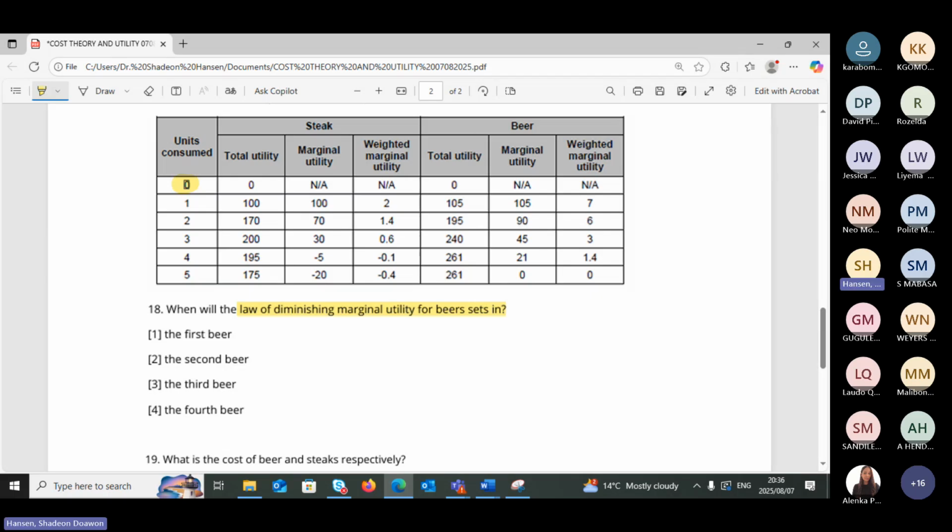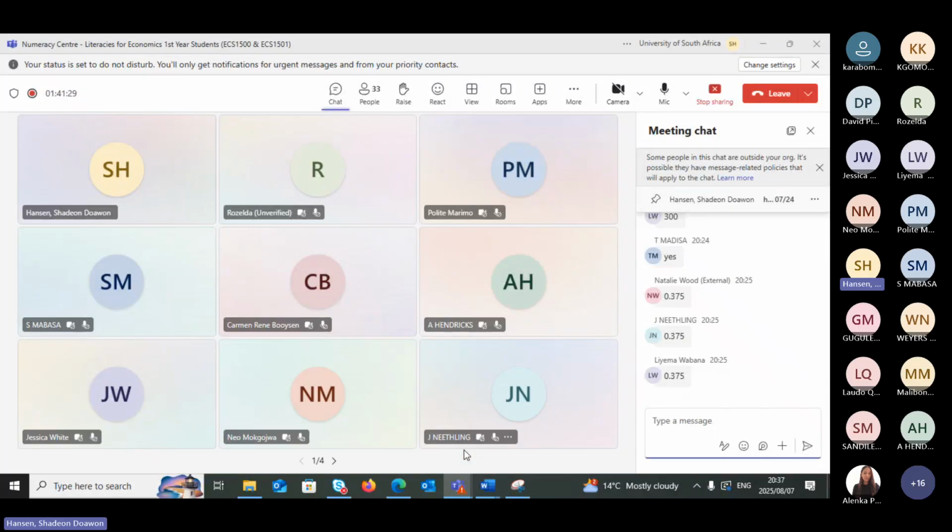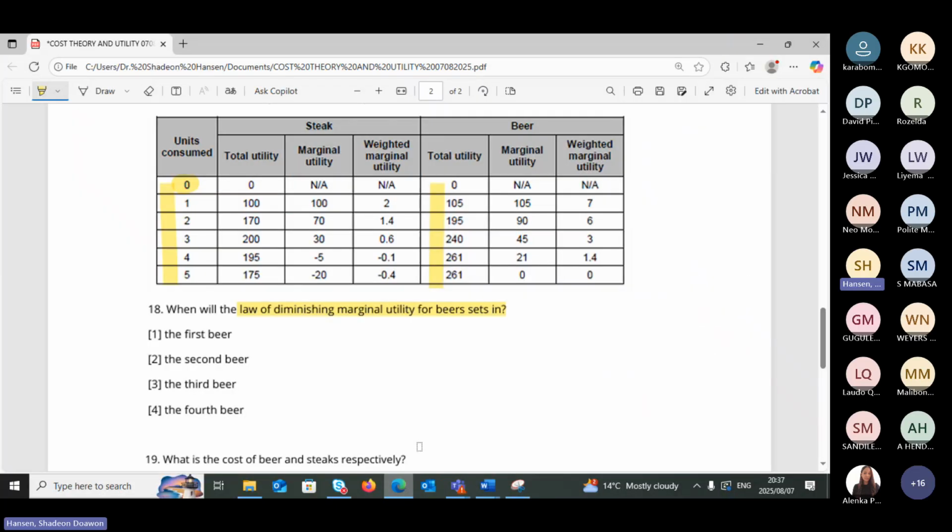Then there's no satisfaction or enjoyment that you can derive because you've consumed nothing, right? So the more we consume over here, you can see the increase in the amount of beers and steaks. What happens to the total utility? Total utility increases, students. Do you see that the total utility increases over there? But what happens to the marginal utility? The marginal utility begins to decline.